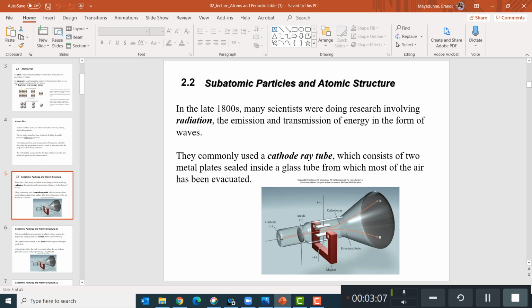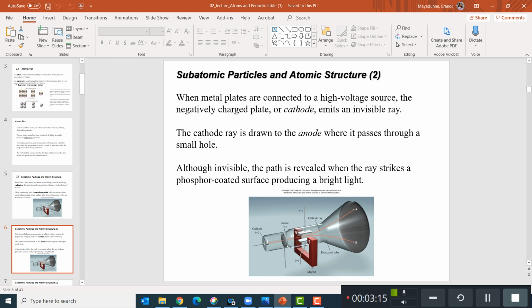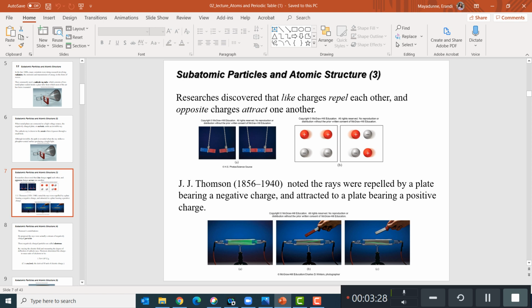So this is the cathode ray experiment. I'm not going to ask you in the exam to write the cathode ray experiment, no. This cathode ray experiment was used to determine some properties of these subatomic particles, including the size of an electron and the charge of an electron. So this is the experiment.